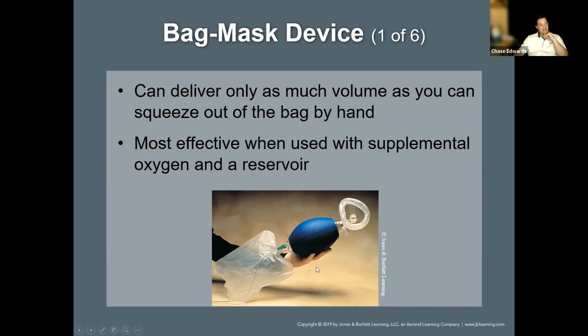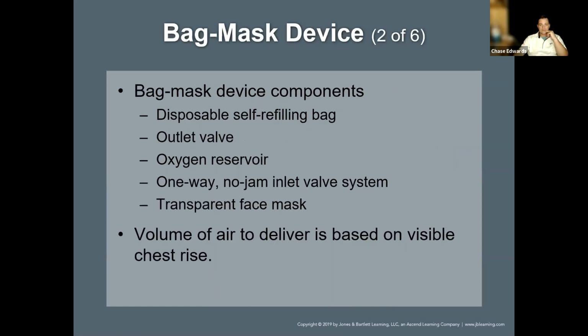The bag that this person's holding right there is a pediatric bag. So, visible chest rise and fall: a delivered tidal volume of 500 to 600 milliliters per breath will produce visible chest rise and fall. There you go.